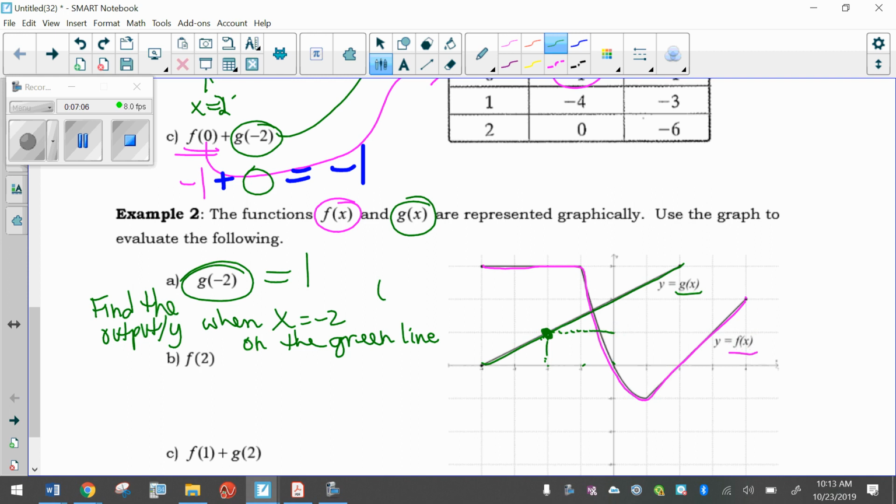Basically, you're looking for the end of the coordinate point. Negative 2, comma 1 is the point that goes together. All right, now we'll try this f of 2.